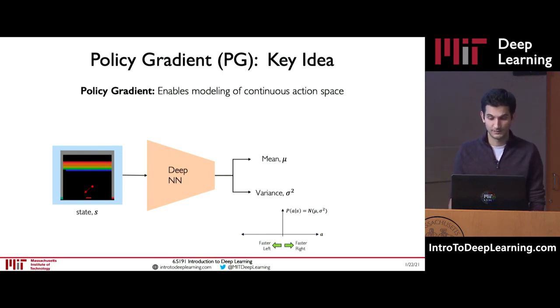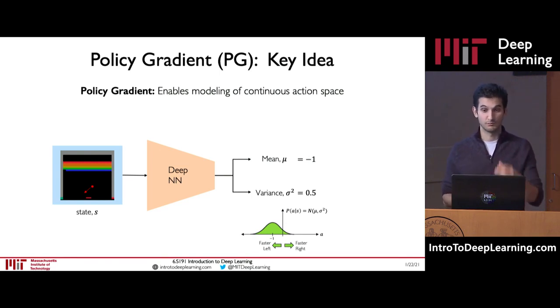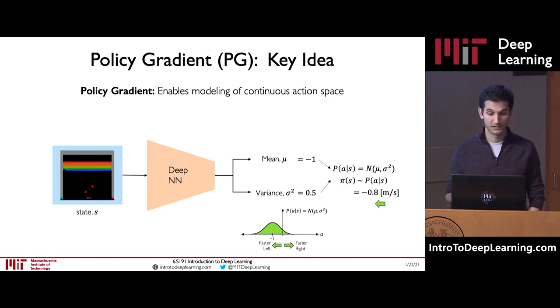For example, in this image, we can see the paddle needs to move towards the left. If we plot the distribution here, we can see that the density of this distribution that the network predicts has mean -1, and it has a variance of 0.5. When we plot it, we can see it has a lot of mass on the side that's going fast to the left. We can also see that when we sample from this distribution, we get an action that we should travel left at a speed of 0.8, let's say, meters per second, or whatever the units may be.